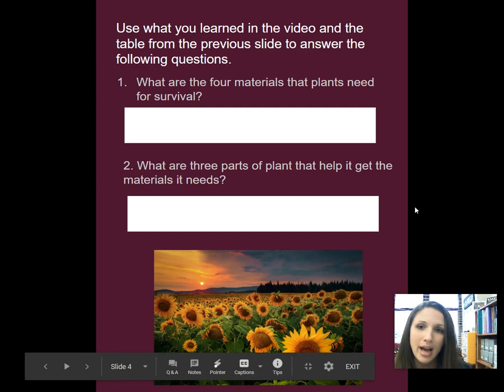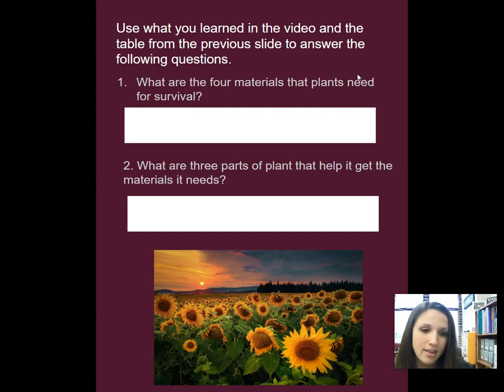Now, what you're going to do next is answer 2 questions based on what I've been saying and the things that I've given you as resources, like the table we just talked about. There's one question that says, what are the 4 materials that plants need for survival? Well, it's right there on the table, so check that out. And then number 2, what are 3 parts of the plant that help it get the materials it needs? I just told you those. Those 3 parts are the things where the water and the air and the light and the nutrients get in. Okay, so what are those 3 parts?